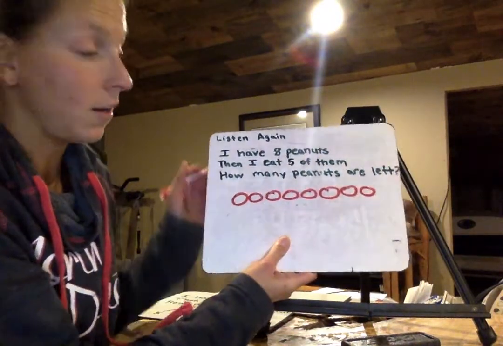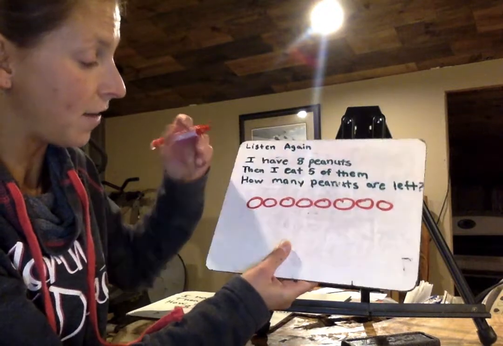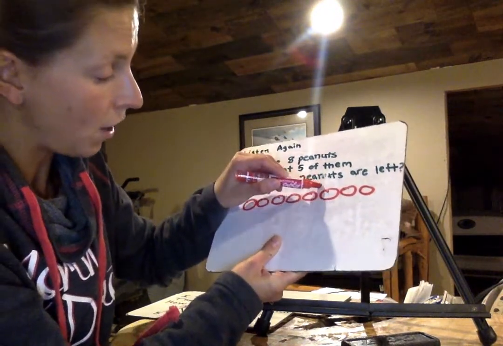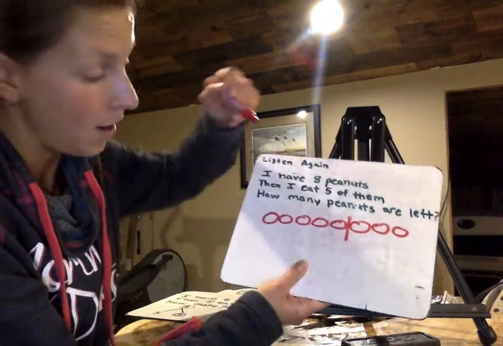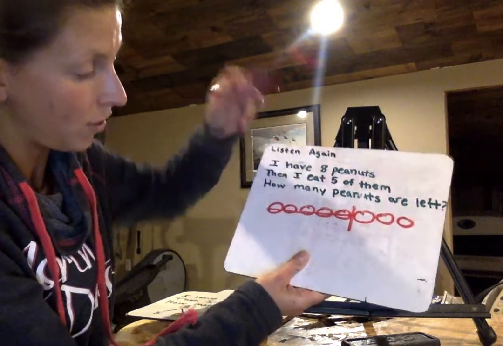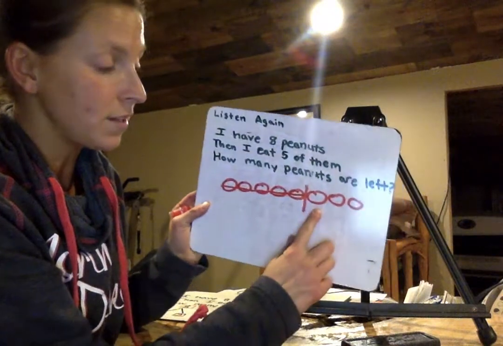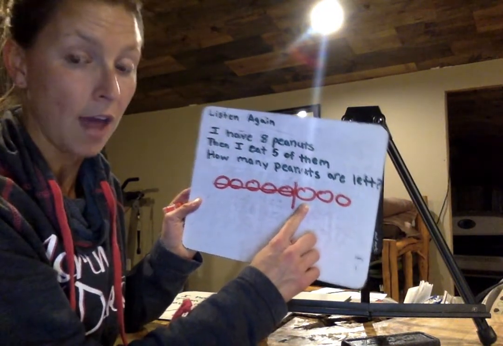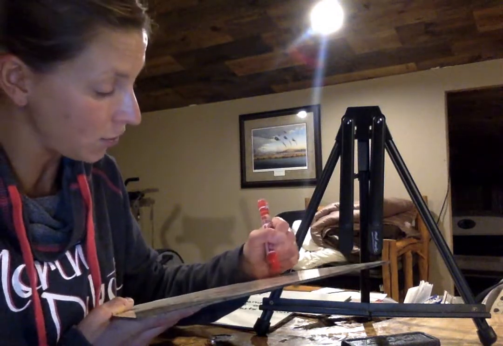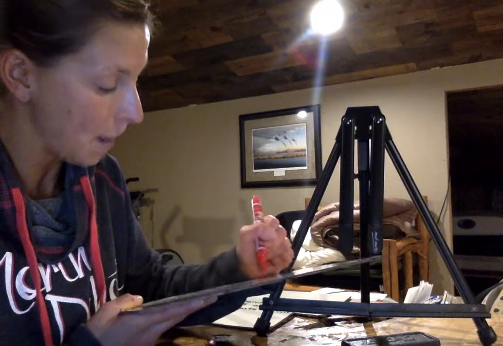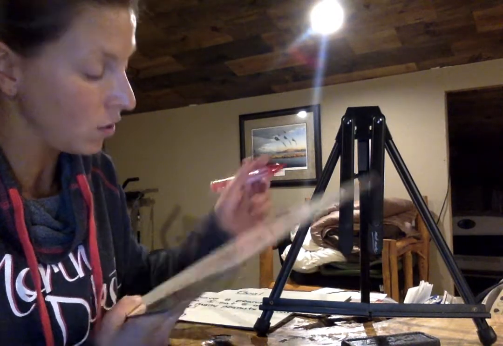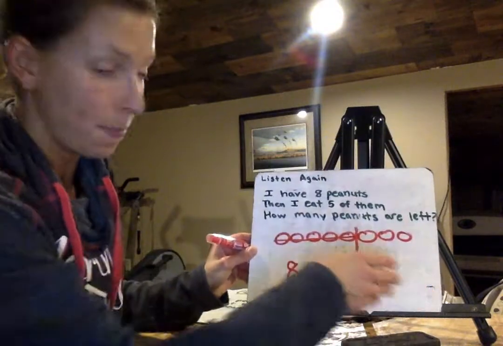And then, remember in our story, then I eat 5 of them. So I go 1, 2, 3, 4, 5. I draw my break apart stick there. And then I draw a line all the way across. The ones that are not crossed out tells us how many peanuts are left, which is 3, which is what we got earlier. And our subtraction story would look like this. 8 minus 5 equals 3.